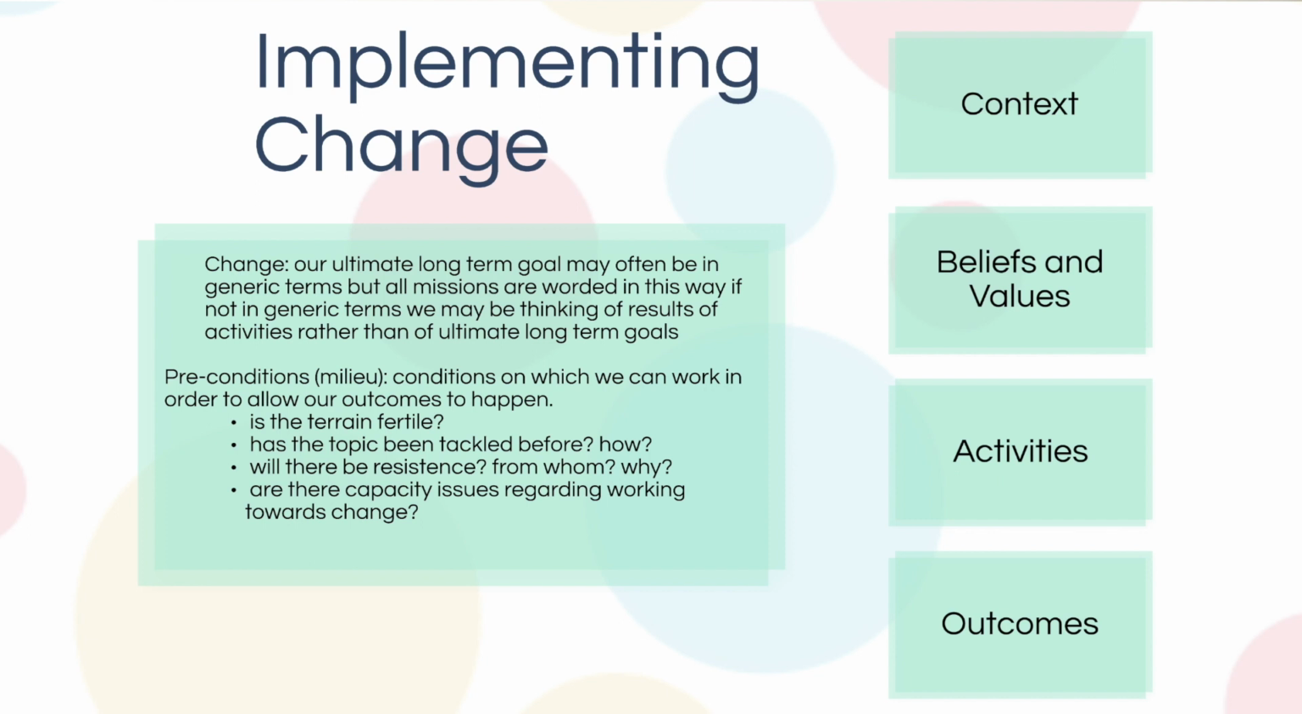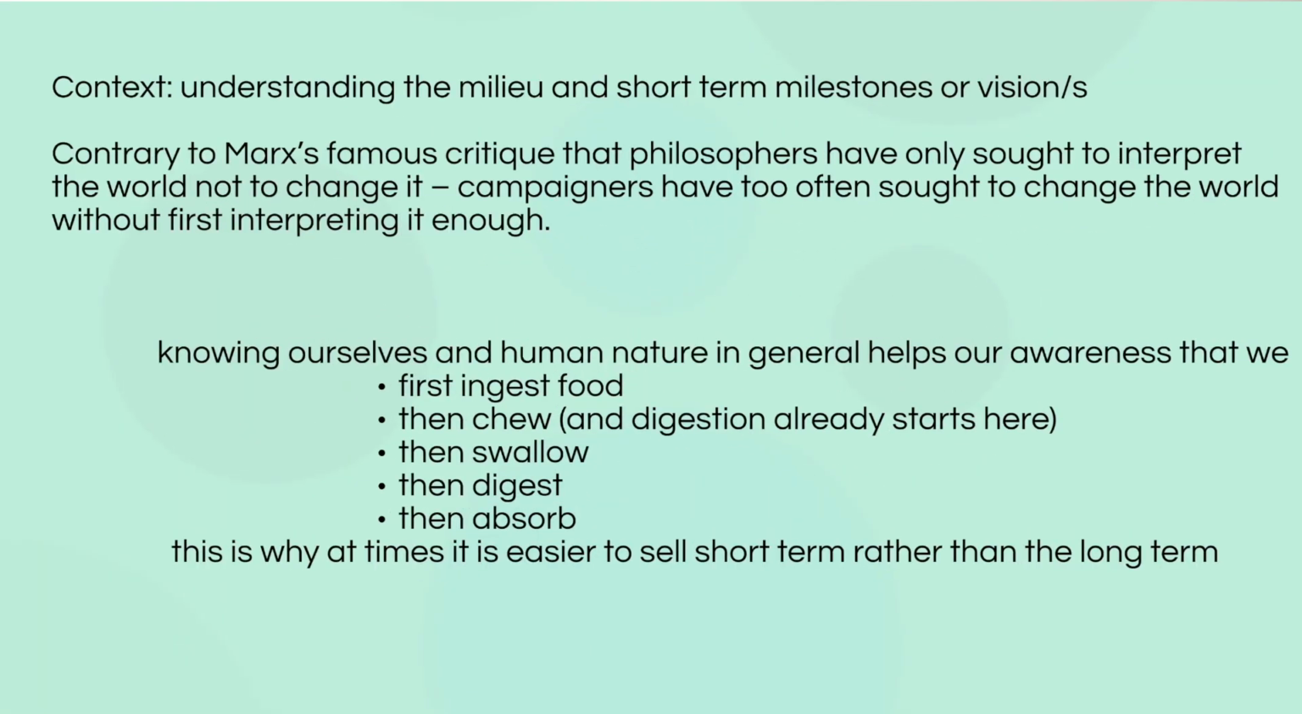And let us talk about context, because our effort to start an advocacy campaign has to be done in a context, because nothing happens in a vacuum. Understanding the milieu and short-term milestones is a very important part of understanding one's context. Marx used to have a famous critique that philosophers have only sought to interpret the world, not to change it. We are the opposite. Campaigners have too often sought to change the world without first interpreting it enough.